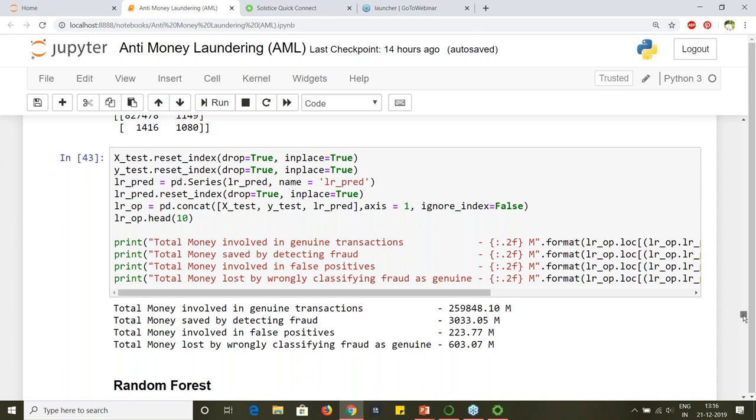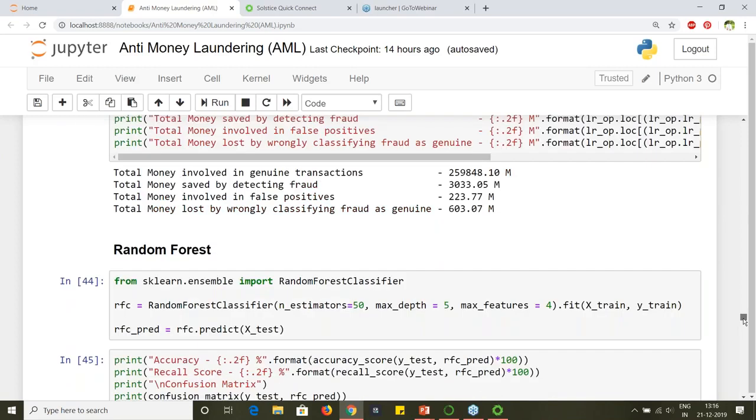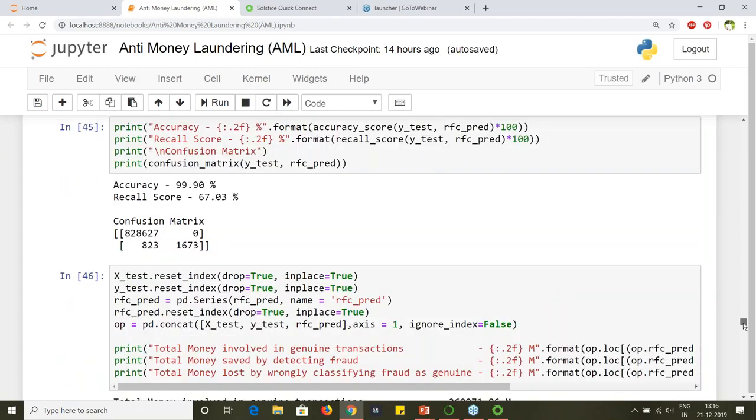Okay, this one anyways I will show in the presentation. So random forest, it improved and the recall score is 67%. Accuracy will be the same, 99%.